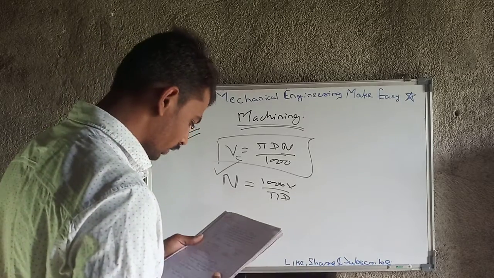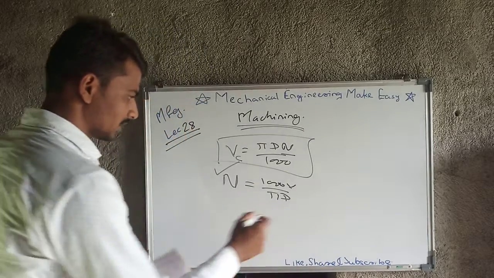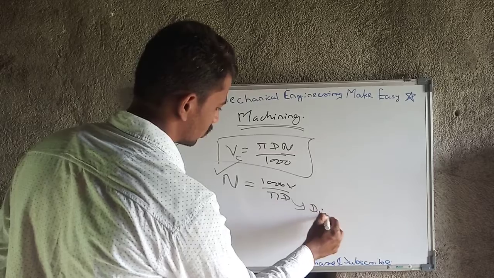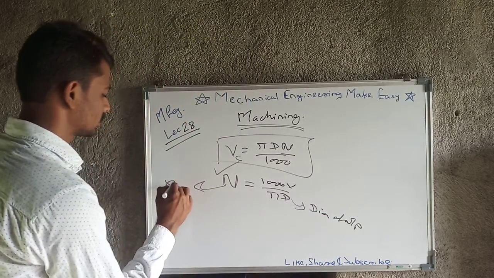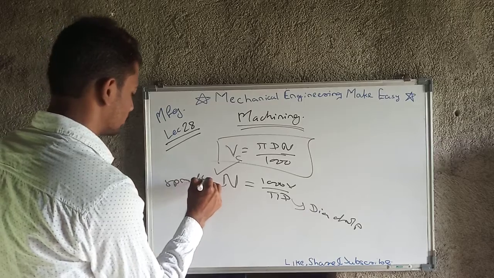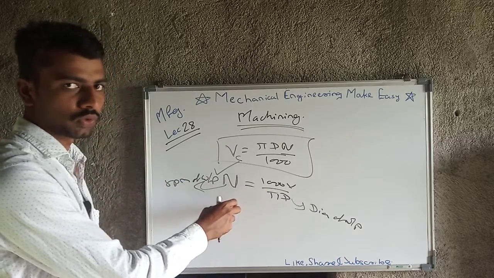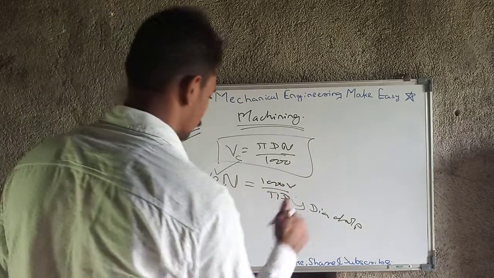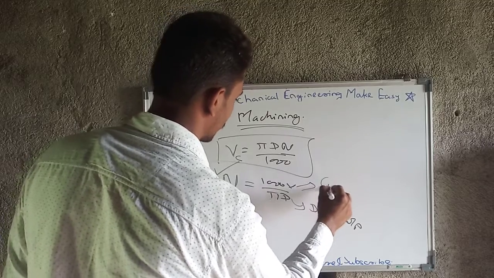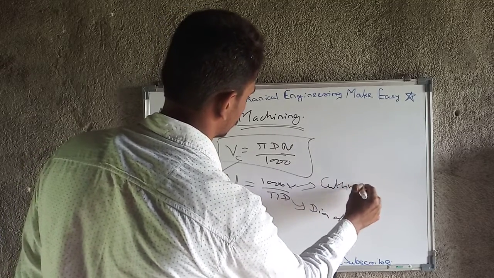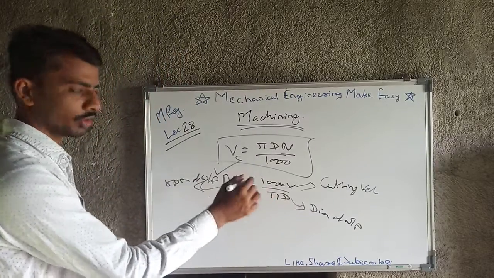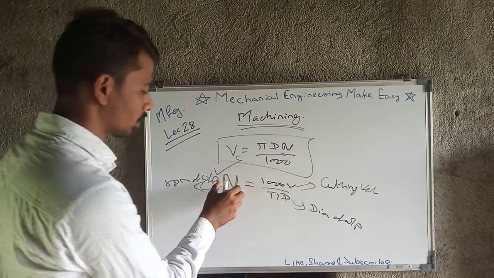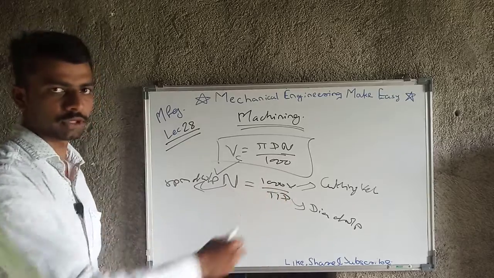So this n is RPM, this d is the diameter of workpiece, and this is the RPM of the workpiece, because the workpiece is going to revolve here, not any cutting tool. This V is the cutting velocity, and this is pi, and these both are constant. So this is the basic formula for RPM, that is n equal to 1000 V upon pi d.